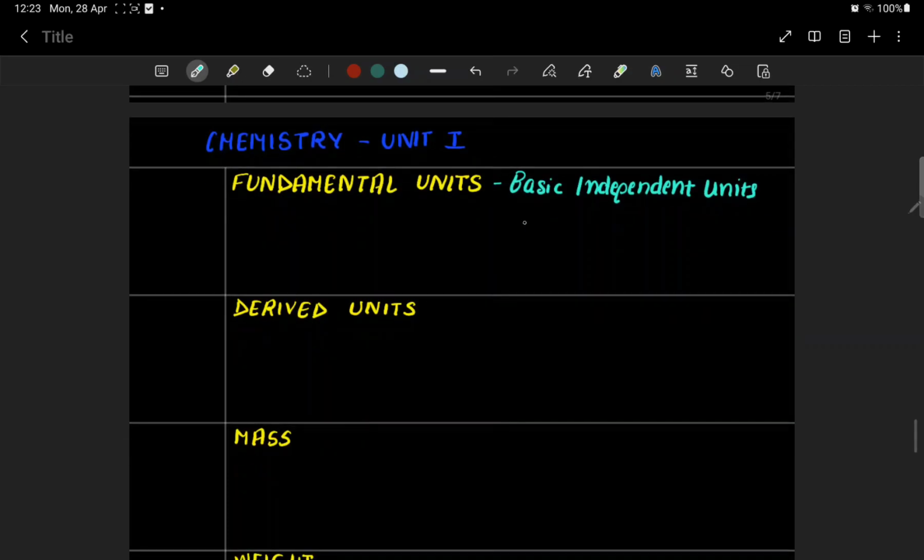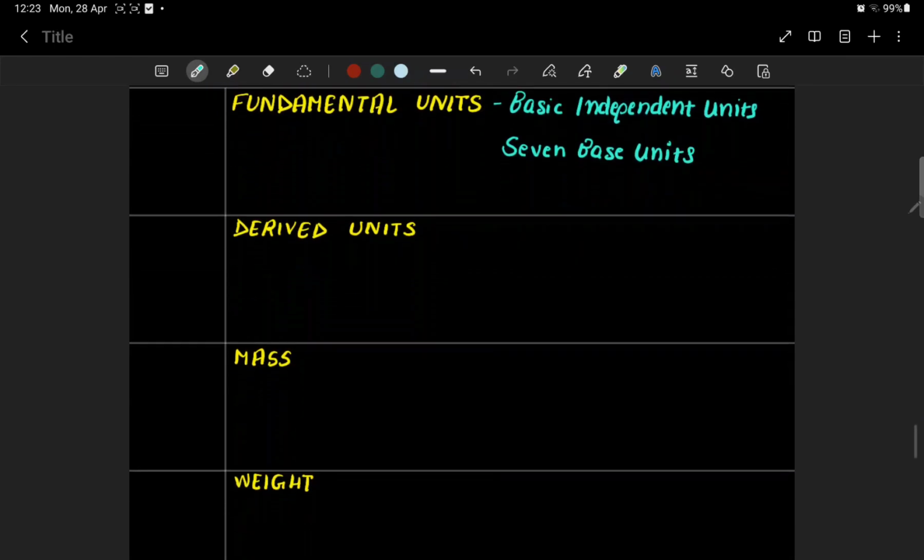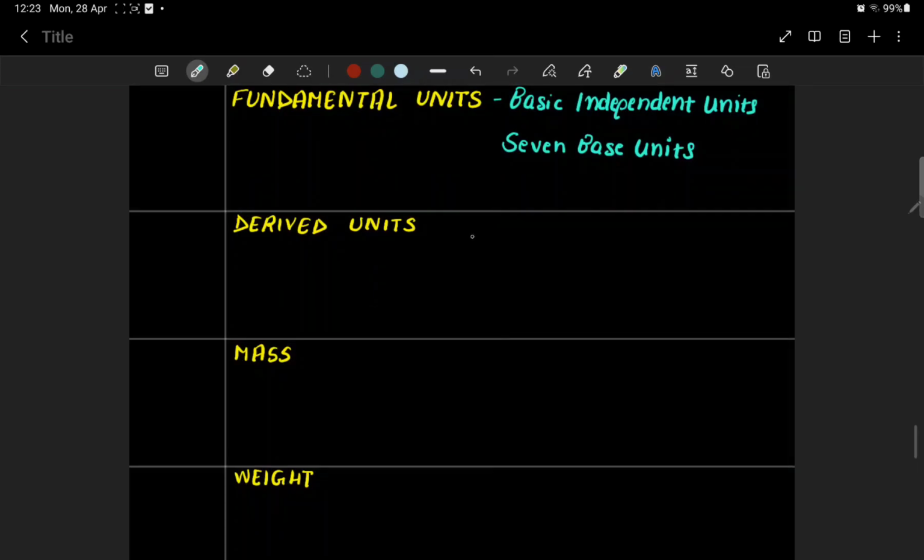And we have those 7 base units, right? All the other units can be derived from it. For example, when we derive units, one example, if we talk about volume, it is length cube, which can be meter cube.